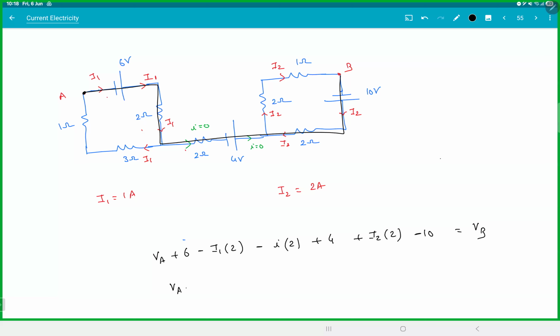So this is VA +6, this is -2, this is 0, this is 4, and this is 4, and this is -10. How much is this? 6 and 4 will cancel. That is -2. So VA minus VB is -2 volt.